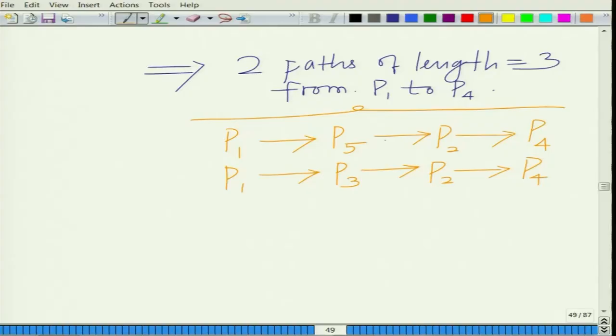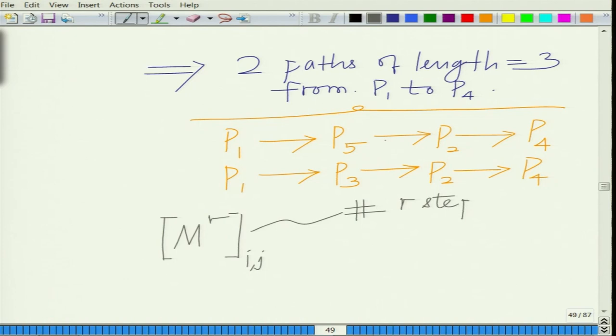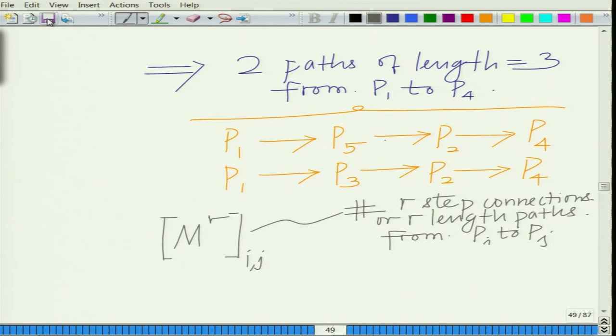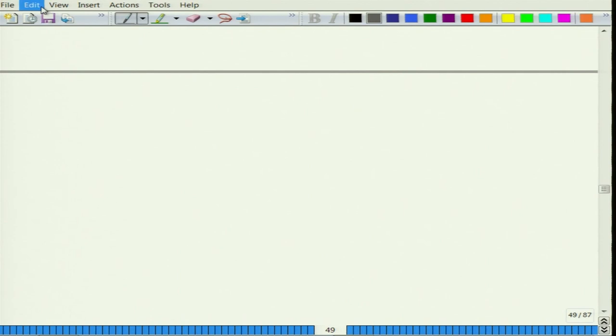All right. So, let me just repeat that once again. The matrix M raised to the power of R, element ij, gives the number of R step connections, or R length paths in the graph from Pi to Pj. Okay. Now, let us look at another interesting application in the context of social networks.